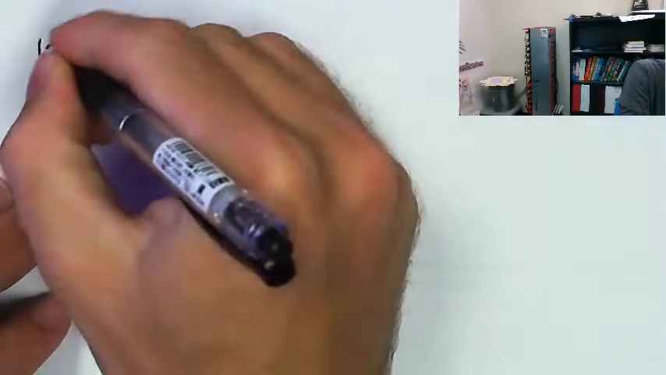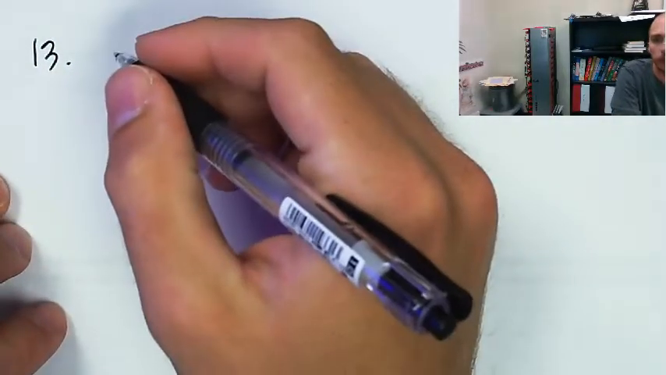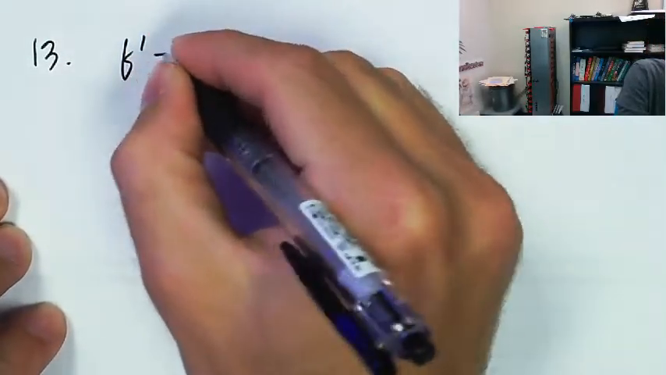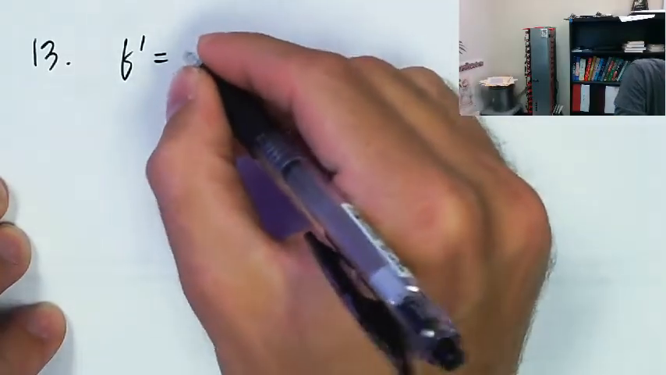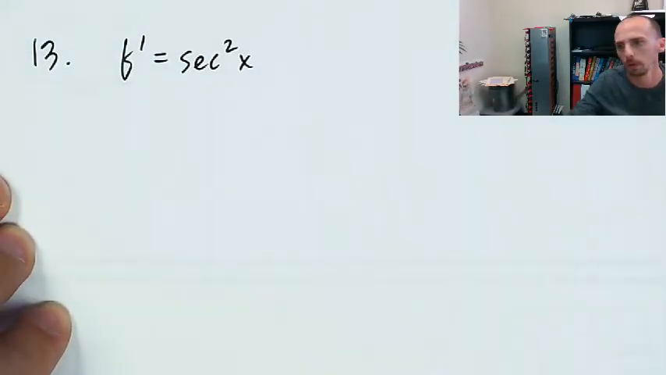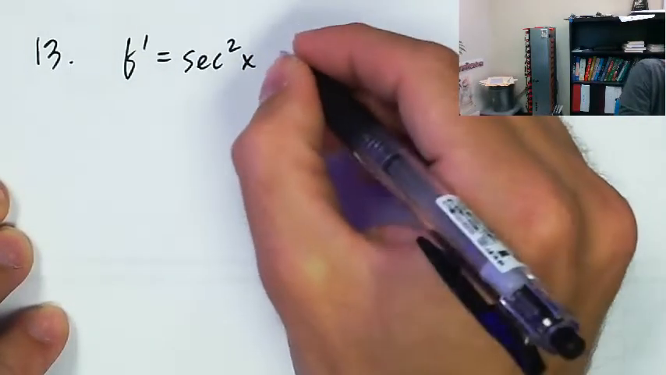Oh, that's a good one. Okay, this terminology, I don't think I did a very good job of talking about this in lecture, but basically, we're finding f of x if f prime equals, because you know that dy dx means f prime. f prime is secant squared x, and f of pi over 4 equals, is that 1 or is it, oh, it's 10.